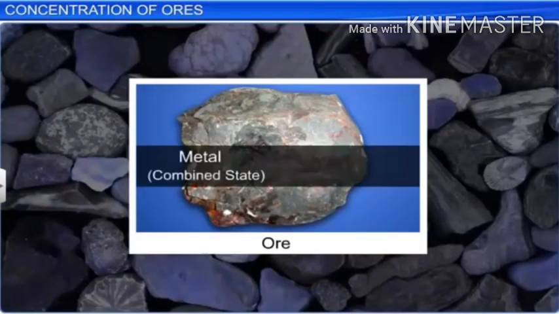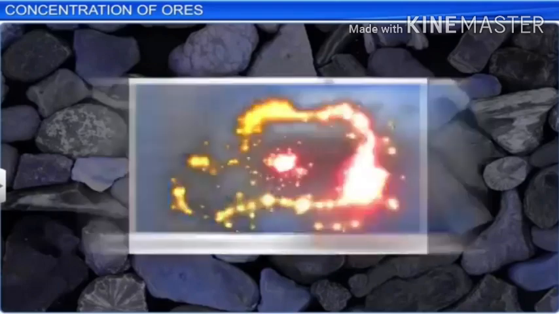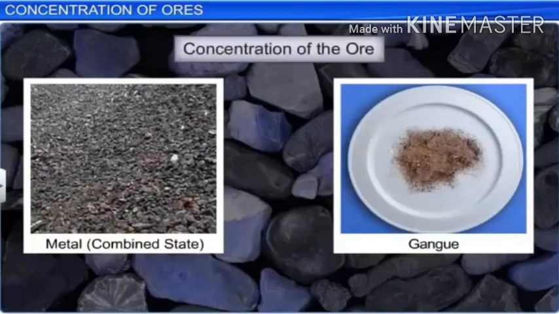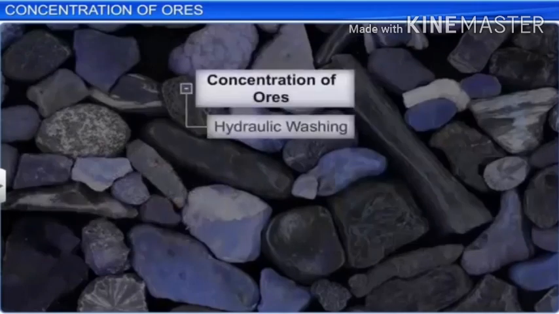Normally, an ore contains a metal in its combined state, and other materials like sand, clay, etc. will be present in it. So these extra materials we call impurities. We collectively call it the gangue or matrix. The removal of the gangue from a metal, we call that process the concentration of the ore, or dressing or benefaction.